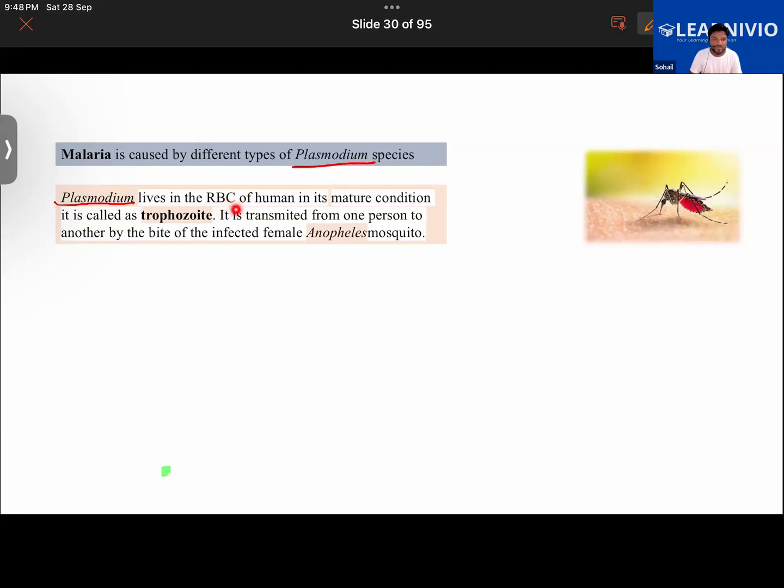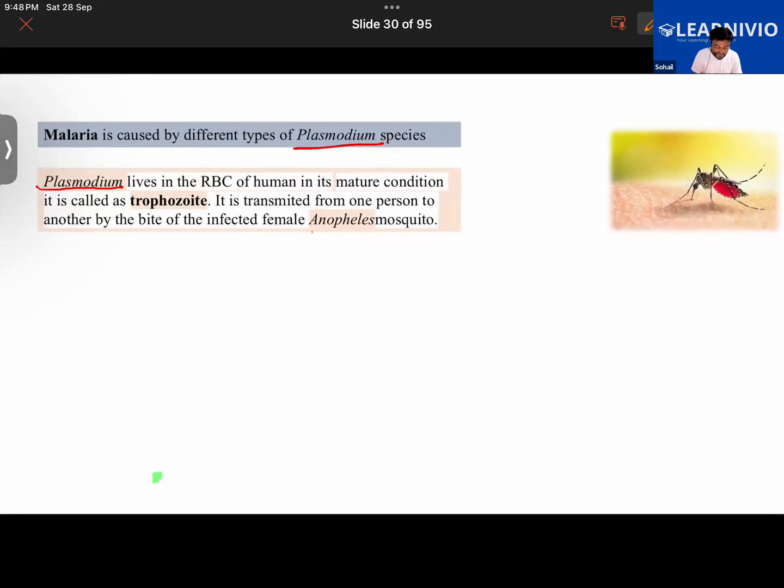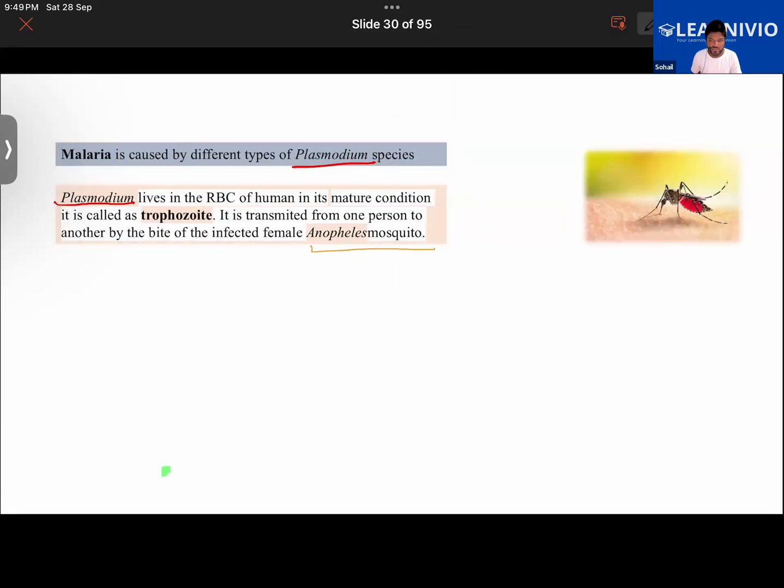It infects the red blood cells, and it is transmitted from an infected person to a healthy person via the female mosquito, that is, the female Anopheles. This is the carrier of the plasmodium protozoa. Suppose this is the skin of an infected person, and the blood of that infected person carries the plasmodium. Where exactly? In the red blood cell. So in the red blood cell of this infected person, plasmodium is present.